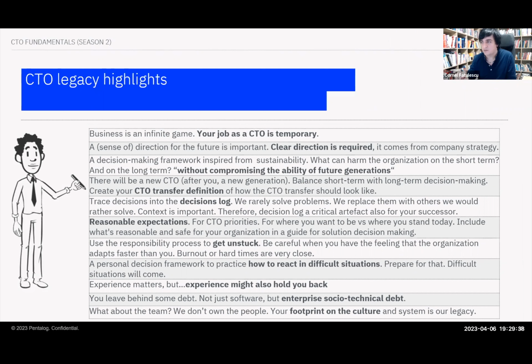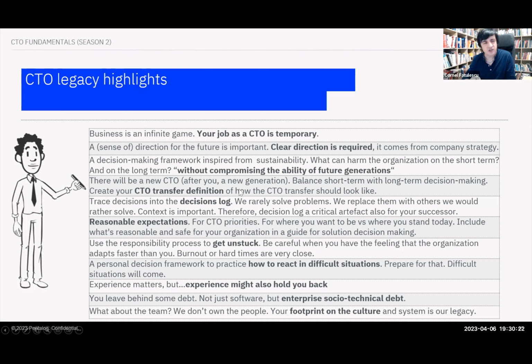This is the infinite game. Your job as a CTO is temporary. There needs to be a sense of direction for the future. That's important. Clear direction is required. Not necessarily for the very long term, but that comes with the strategy. We need to take decisions without compromising the ability of future generations. So if the next CTO, when she arrives, says I cannot build with it, we've done a pretty poor job here. We didn't think of how someone else will leverage that and continue to work on it.